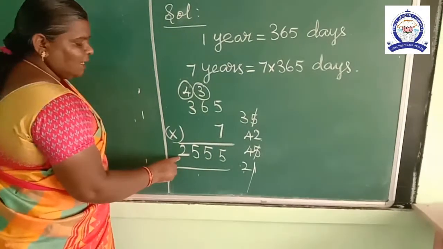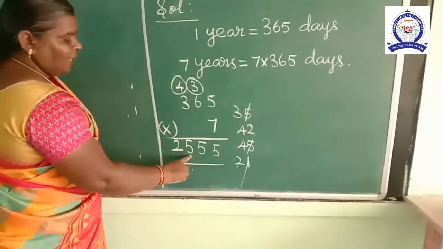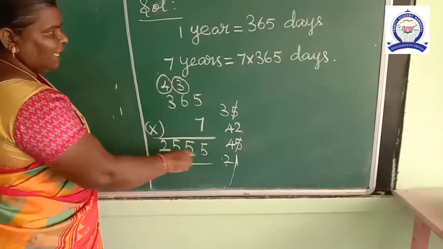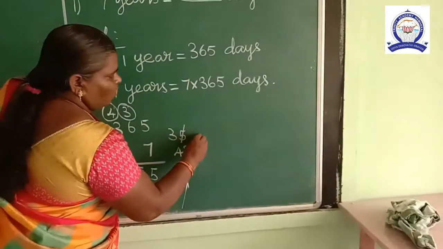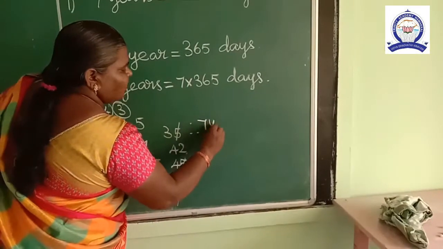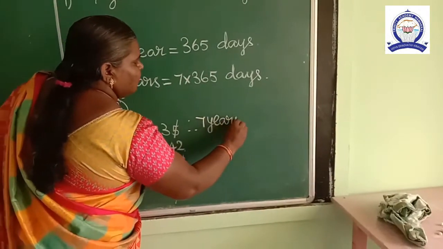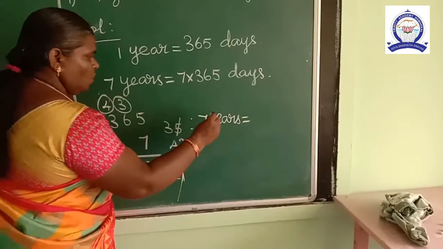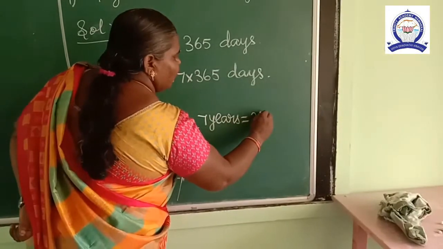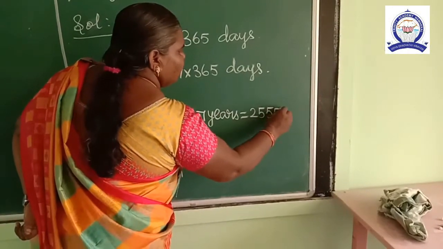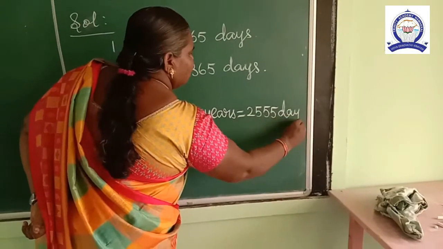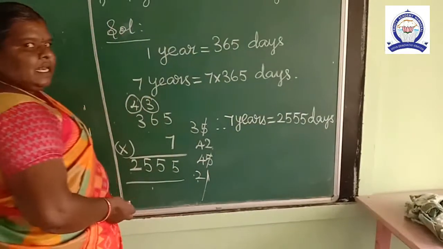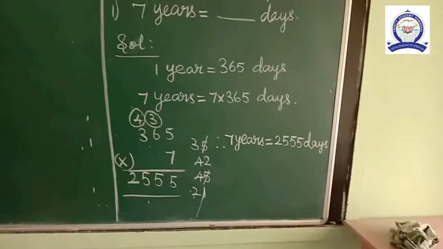What is the answer? 2555 days. Therefore 7 years equal to 2555 days. Is it clear children? See the next sum.